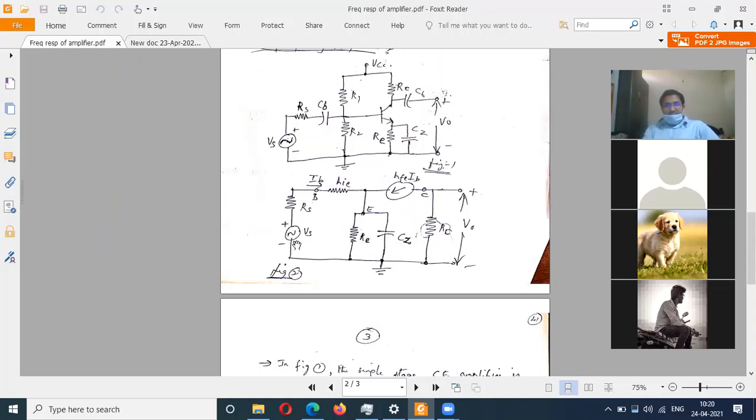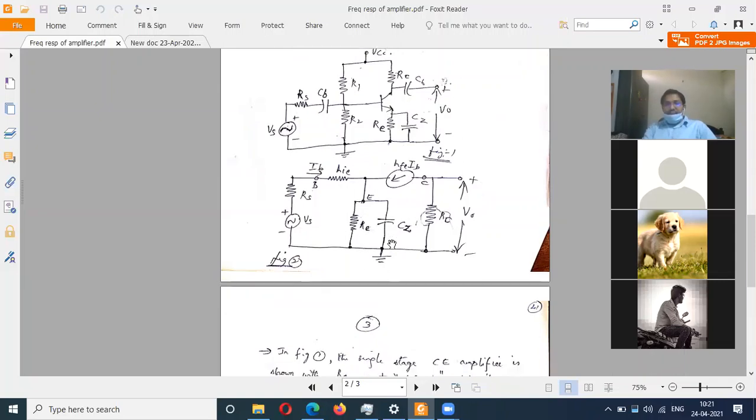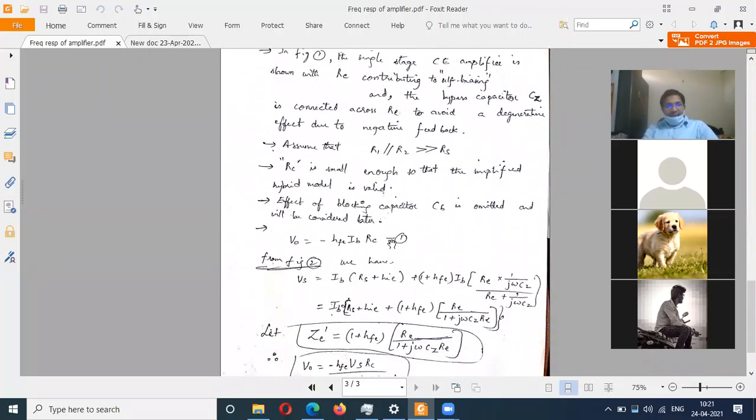Okay, mostly correct. So Vs is equal to, this voltage from here to here is equal to the sum of the voltages along this path. I can write Vs is equal to IB into RS plus IB into HIE. The current here is IB into 1 plus HFE, isn't it? So Vs is equal to IB RS plus IB HIE plus IB into 1 plus HFE into the parallel combination of RE and CZ.